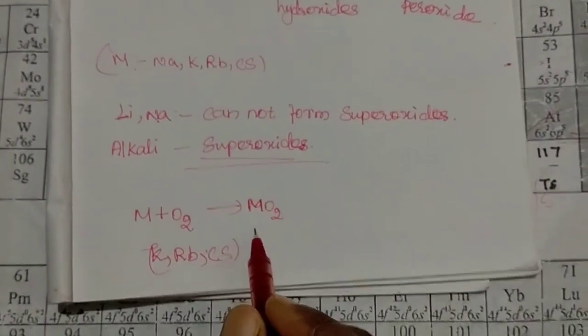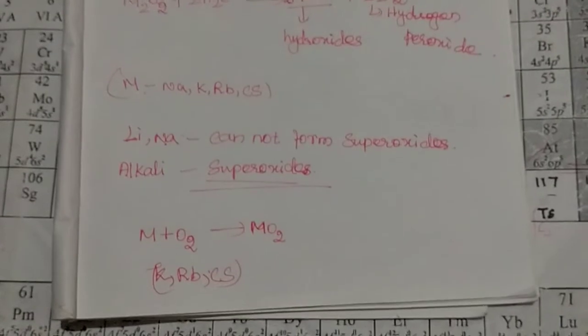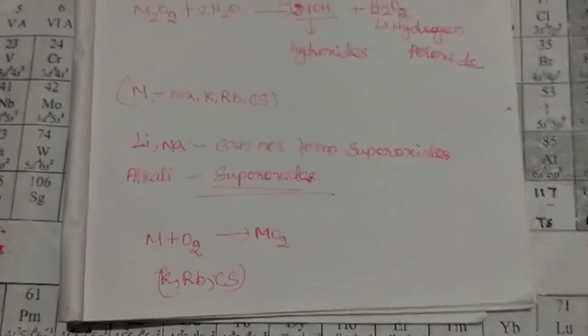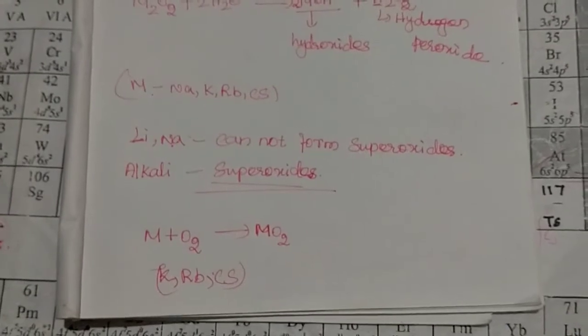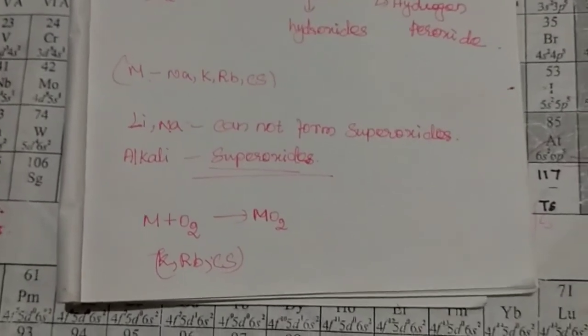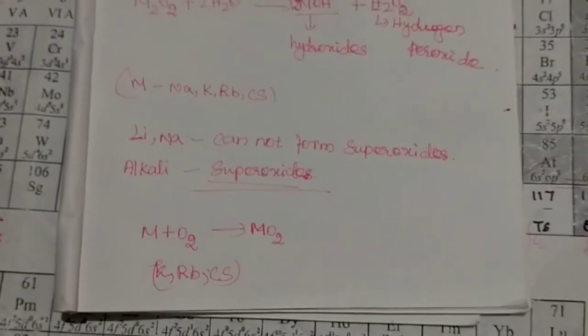When we treat this superoxide with water, they can form hydroxide. The basic nature of hydroxide. Hydroxide is a basic compound, right? So superoxide can form hydroxide when treated with water. So treating this superoxide with water results in hydroxide.